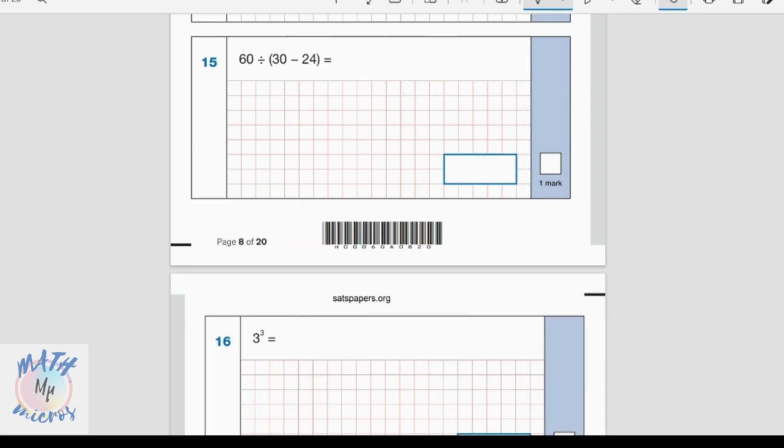15th question, 60 divided by (30 minus 24). So whatever is in the brackets first, you do this. So 30 minus 24 is 6. And then 60 divided by 6. That is equal to 10.